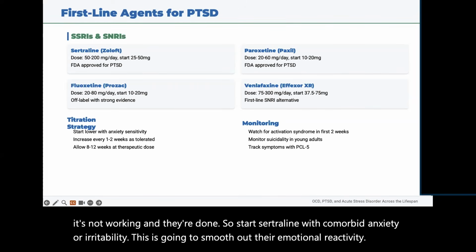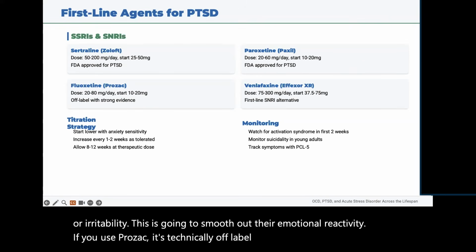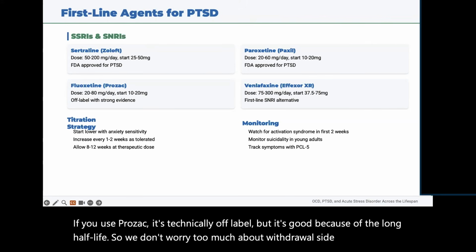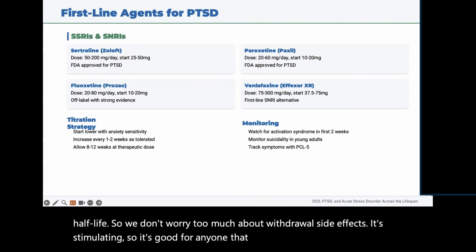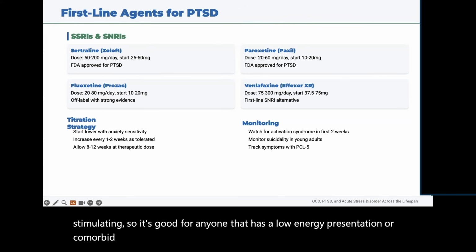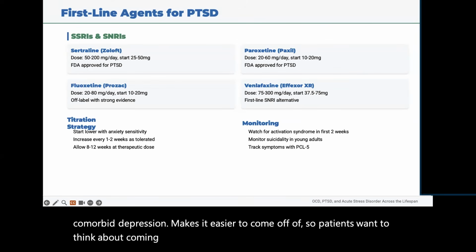If you use Prozac, it's technically off-label, but it's good because of the long half-life, so we don't worry too much about withdrawal side effects. It's stimulating, so it's good for anyone that has a low energy presentation or comorbid depression. It makes it easier to come off of, so if patients want to think about coming off meds, that's a good one to start with.